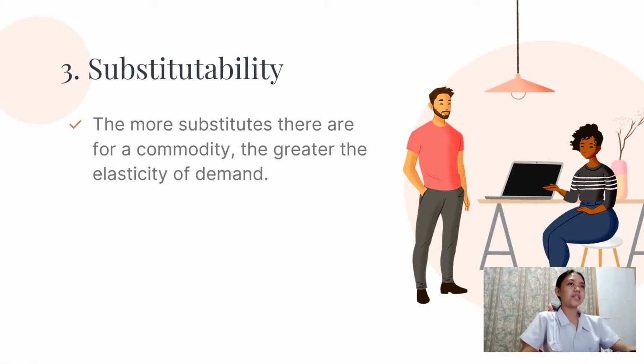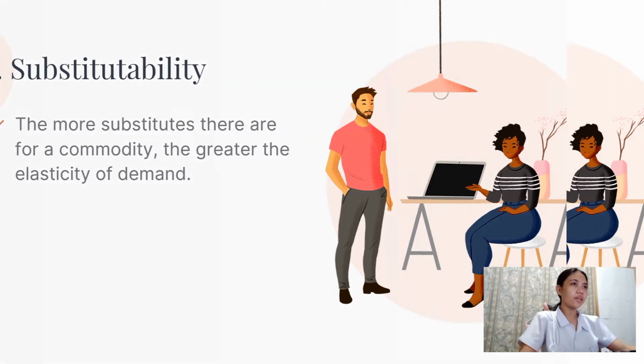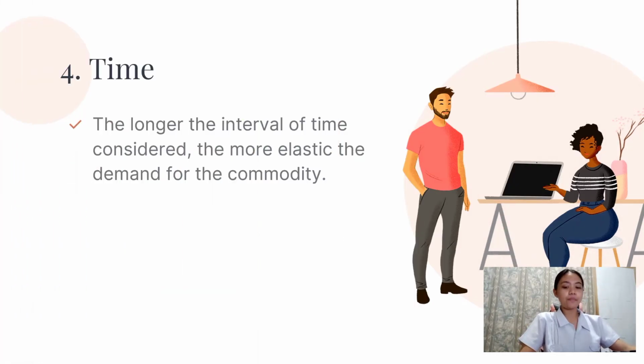The third one is substitutability. The more substitutes there are for a commodity, the greater the elasticity of demand. If a product can be easily substituted, its demand is elastic. It is like Gap's jeans. If a product cannot be substituted easily, its demand is inelastic. It is like gasoline.